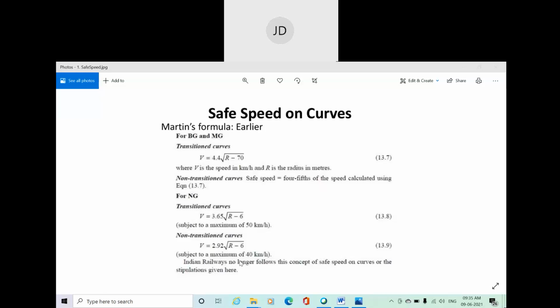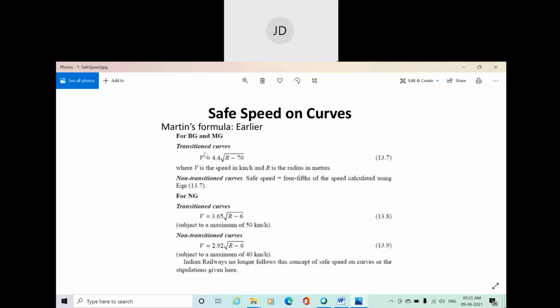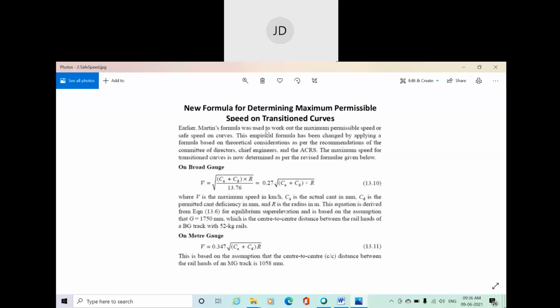Fine. Okay, let's go to that particular formula of safe speed that is adopted by the Indian Railway. So the new formula for determining maximum permissible speed on transition curve is what we're going to discuss now. Earlier, Martin's formula was used to work out the maximum permissible speed or safe speed on curve, which we have already discussed. Okay, known as Martin's formula. This Martin's formula was used to work out the maximum permissible speed or safe speed on curve.